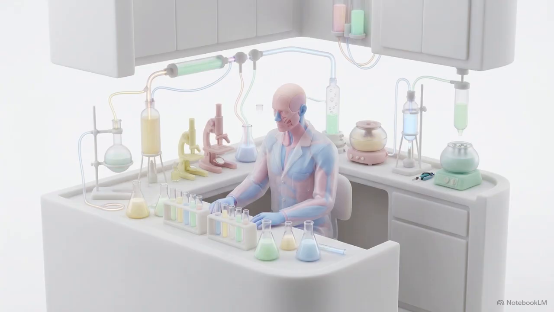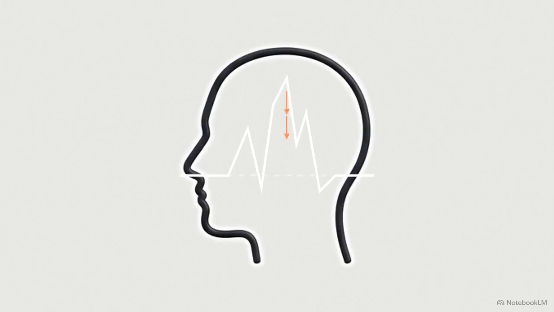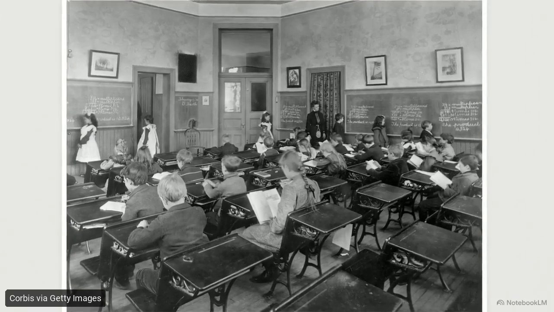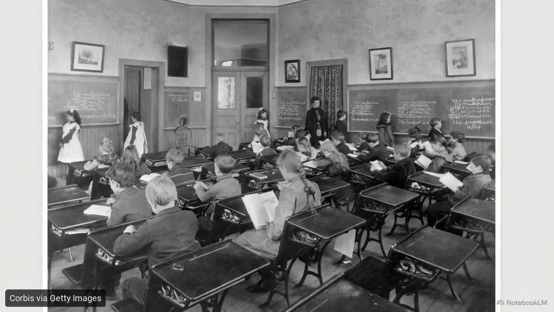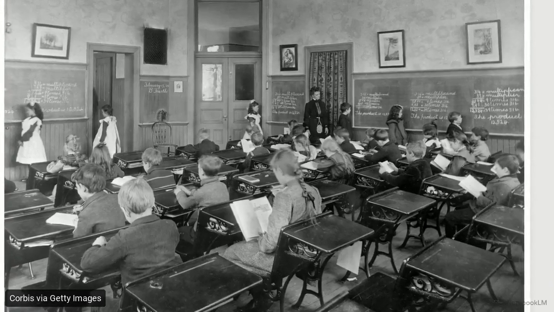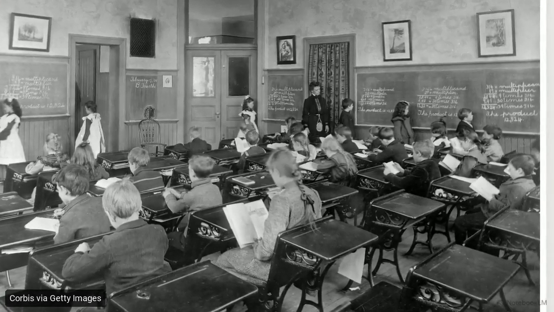The endocrinologist Hans Selye defines stress as an organism's response to any perceived threat to its homeostasis. The body is forced into a physiological reaction to regain balance. If we look at this historical photograph of an early classroom, we see rigid rows and strict environmental control. These spaces were built for a purely cognitive data transfer model, entirely ignoring the physiological state of the students.